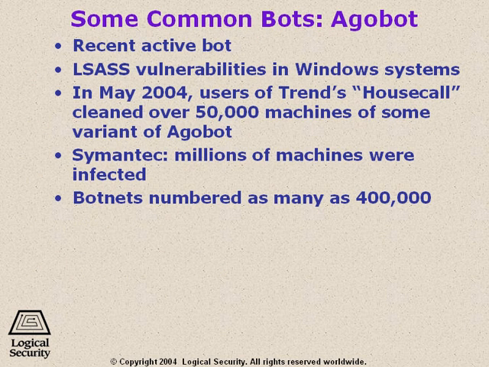Some common bots. Here's a big one, Agobot. One of the most recent and active bots. It uses an LSASS vulnerability in Windows systems. That's the Local Security Authority Subsystem, and it is one of the main processes involving security on Windows systems. And what Agobot would do would be to constantly infect other systems and thereby create many more machines.